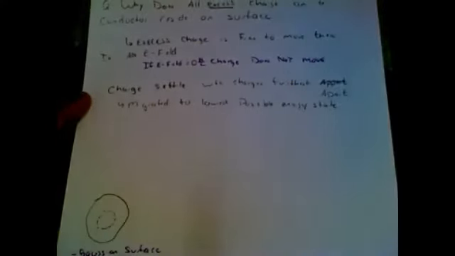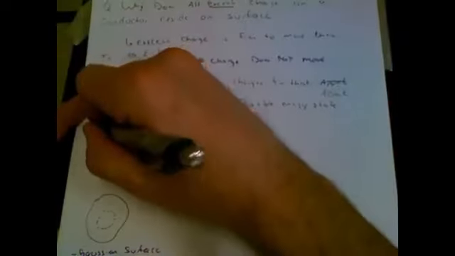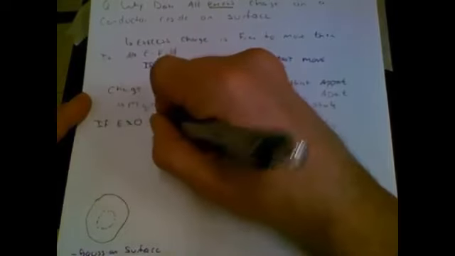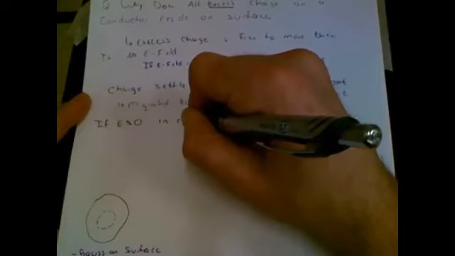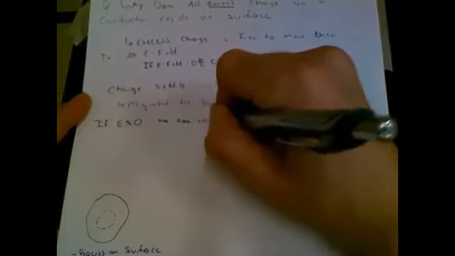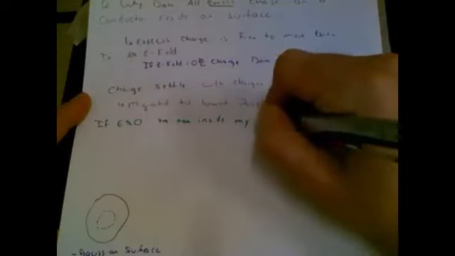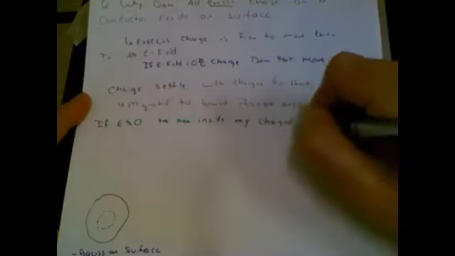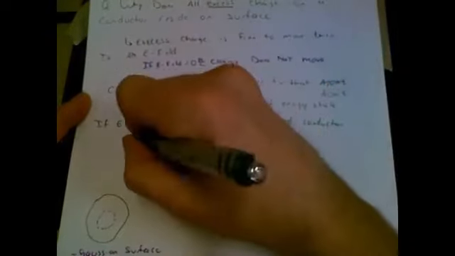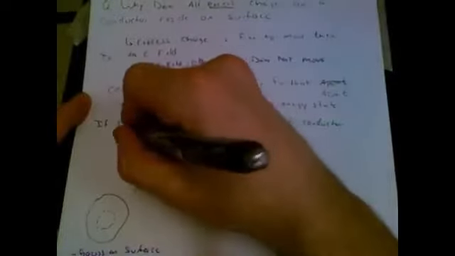All right, so how are we going to connect all of this? Well, let's take the opposite. Let's say there was an electric field. If the electric field did not equal 0 inside my charged conductor, that would yield moving charge.